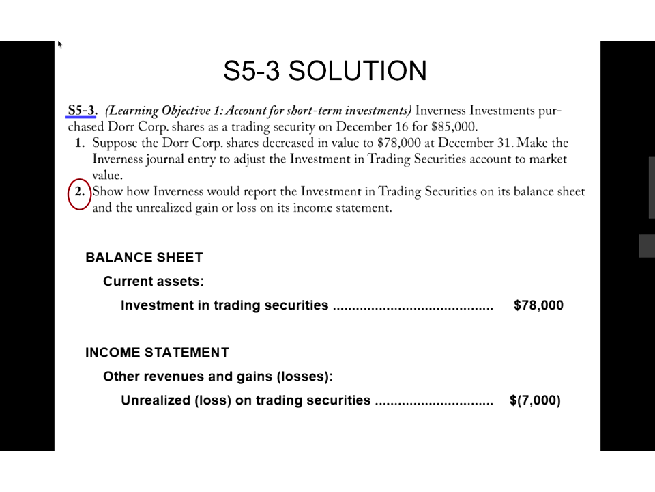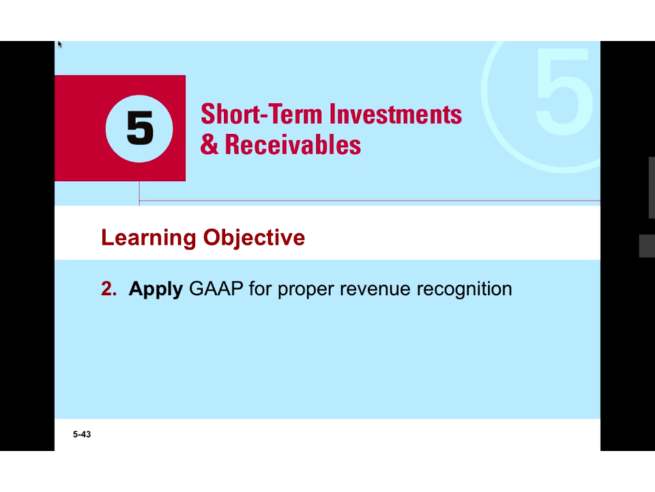Okay, so now we're going to leave investments, and I wanted to go through investments so you recognize some of the terminology, know that companies do adjust some of those short-term investments to market value. It's one of the departures from historical cost principle, and now we move on to revenue recognition.